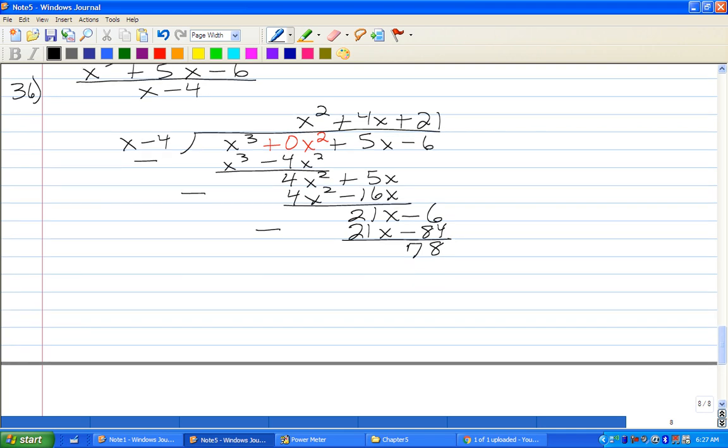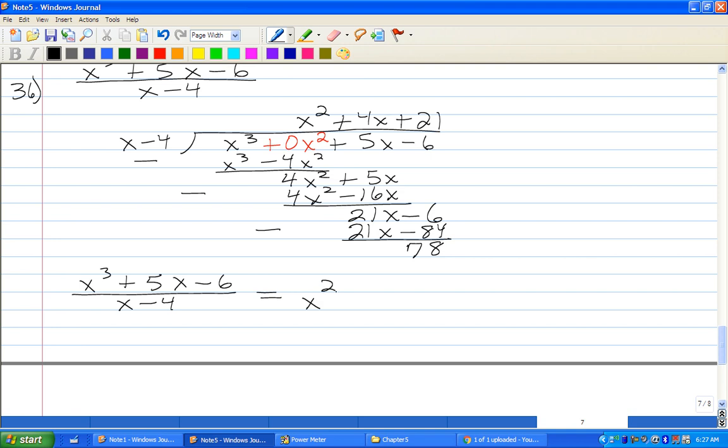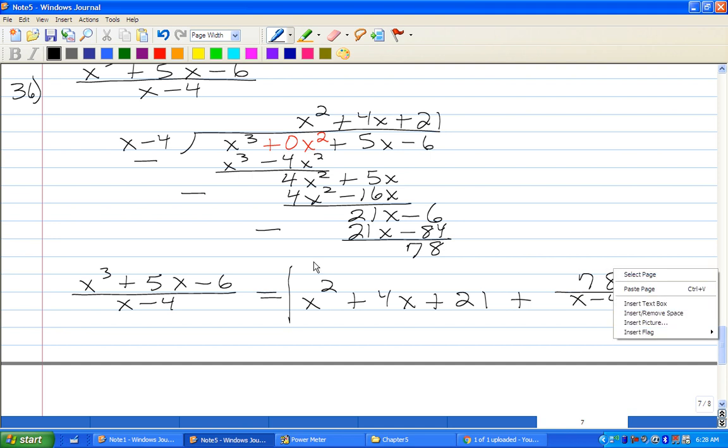And so I get that x cubed plus 5x minus 6 over x minus 4 is equal to the quotient x squared plus 4x plus 21 plus the remainder 78 over the divisor x minus 4. And that is your answer.